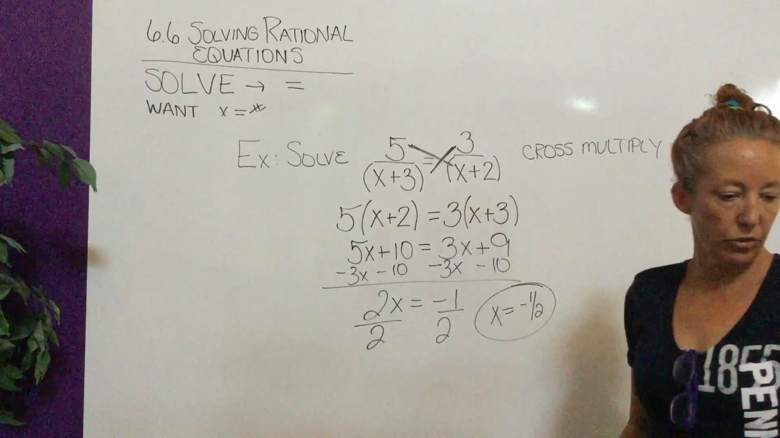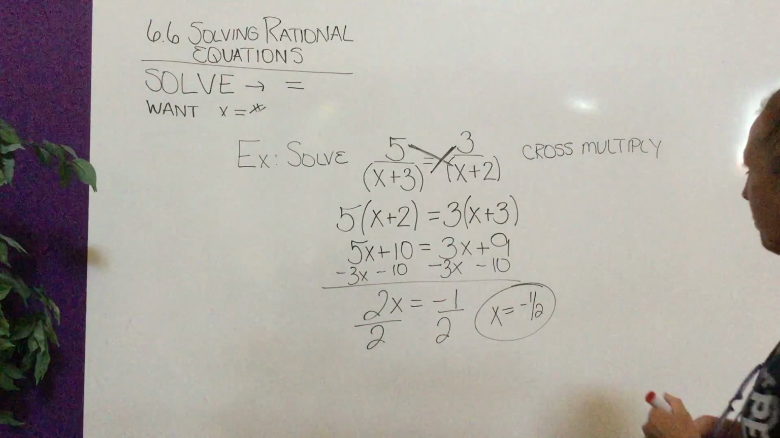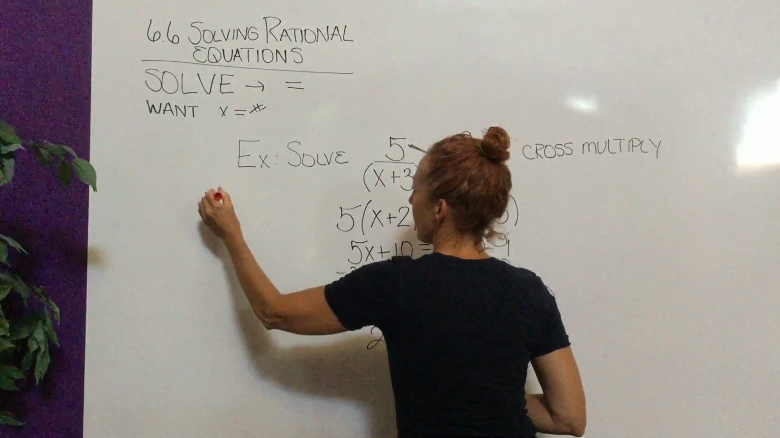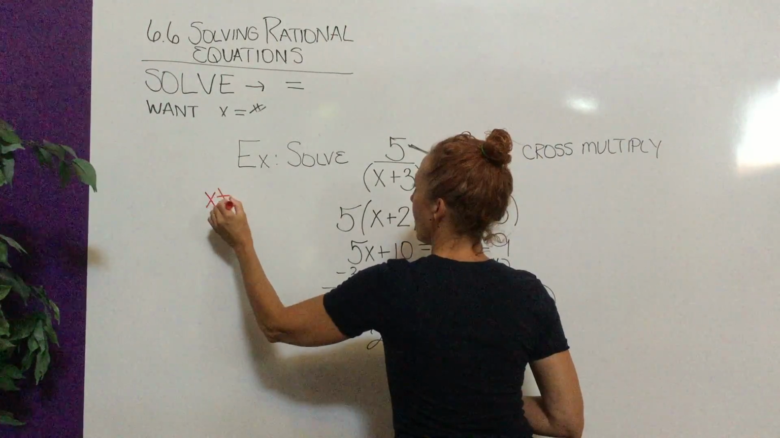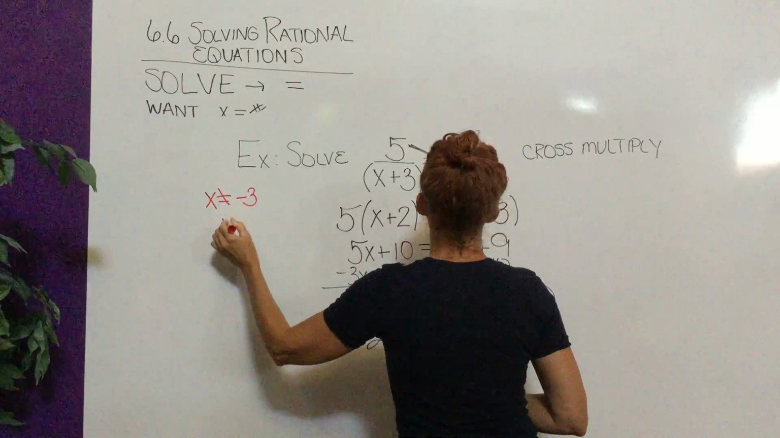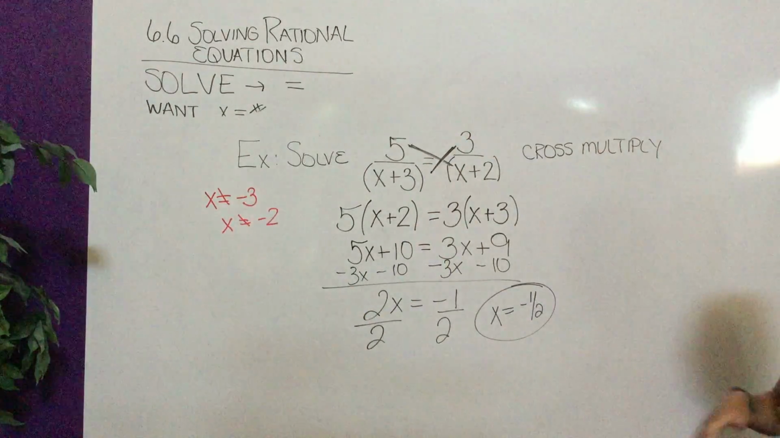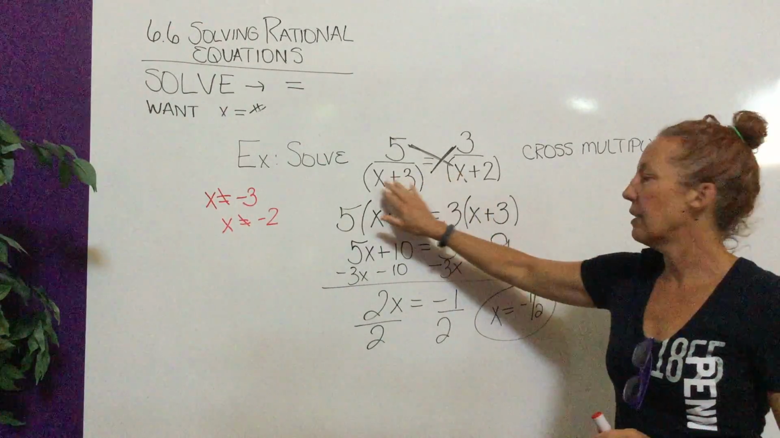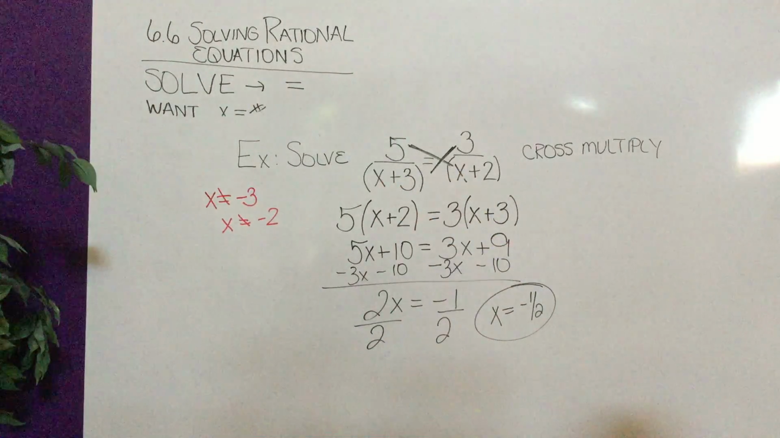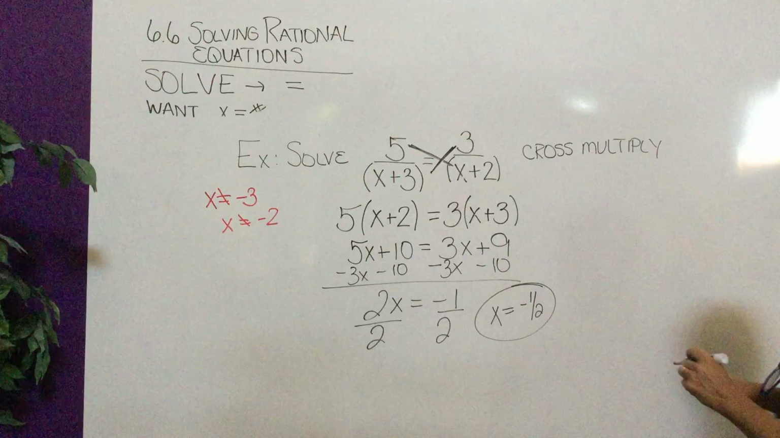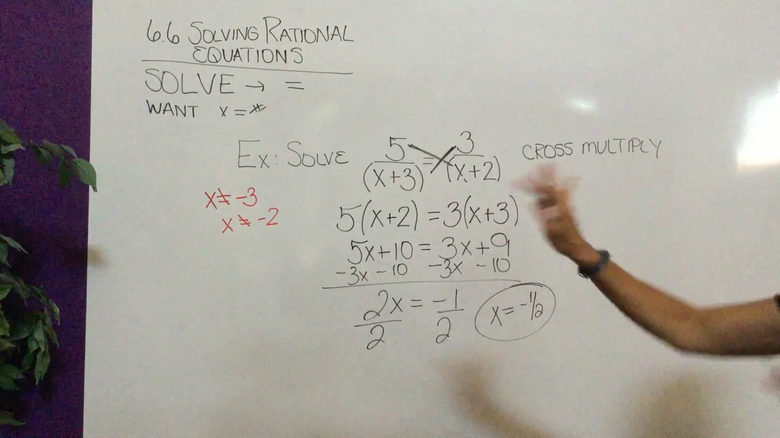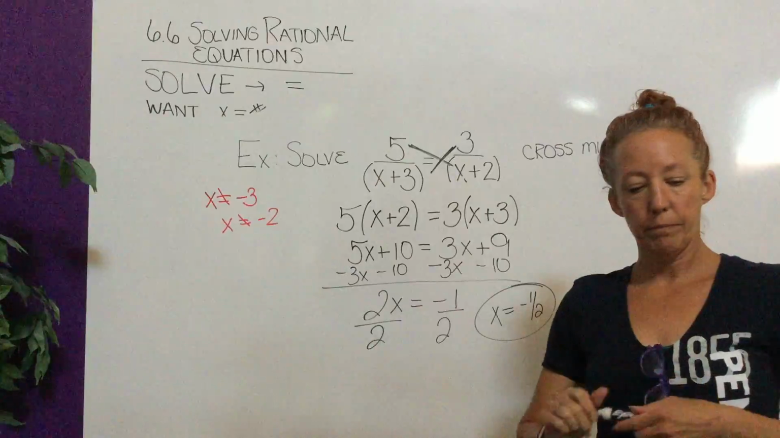What are the restricted values for this problem? For the undefined values, x cannot be -3 and x cannot be -2 because that would create zeros in the denominator, and so you cannot have that. This isn't those, so you should be okay.